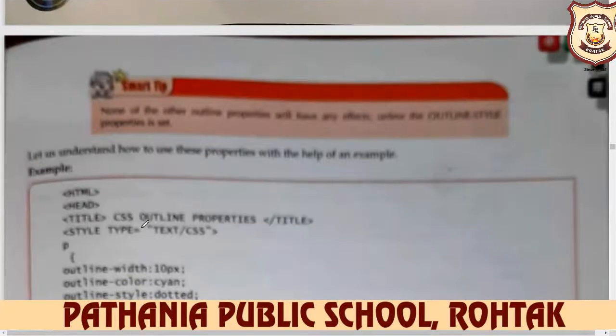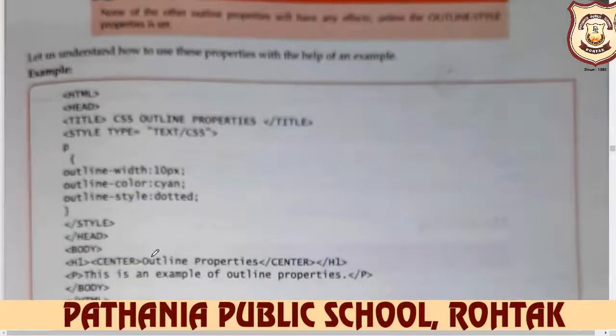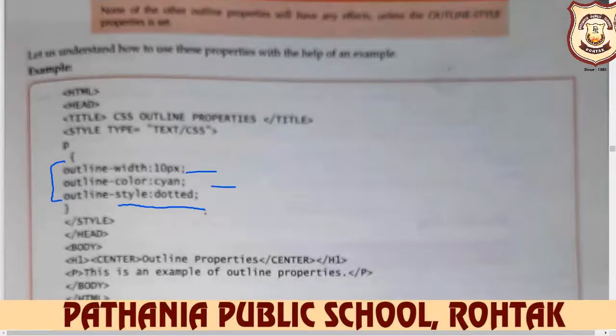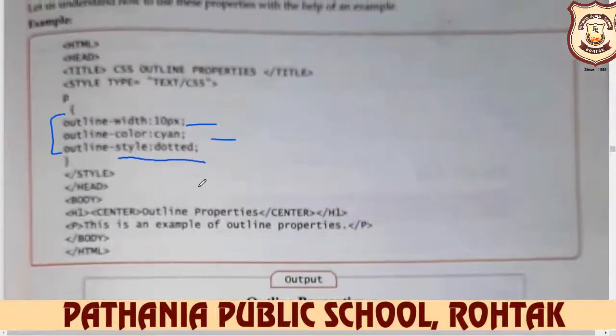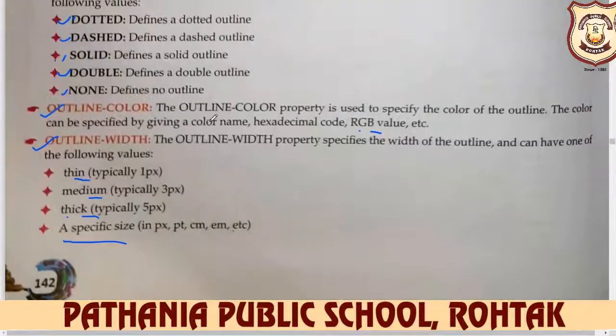Let us understand how we use this property. Just write outline-width and then you write it in pixels. If you want to change the color, then write outline-color and then write the name of the color. And if you want to change the style, then you write outline-style colon and then write the value: dotted, solid, and anything. Okay, so now do the practical of this.